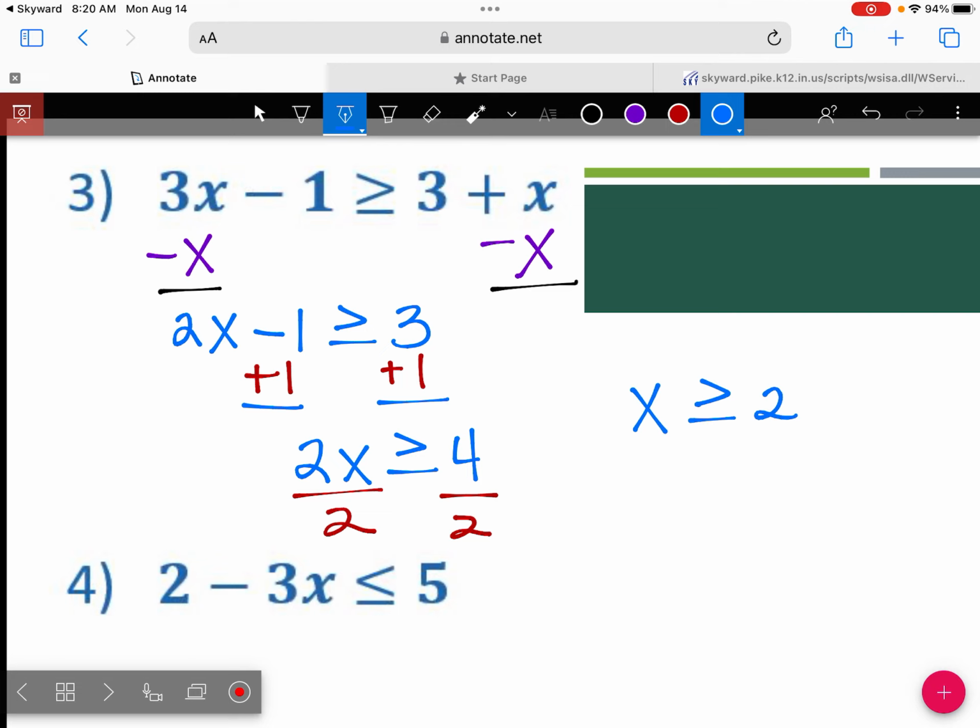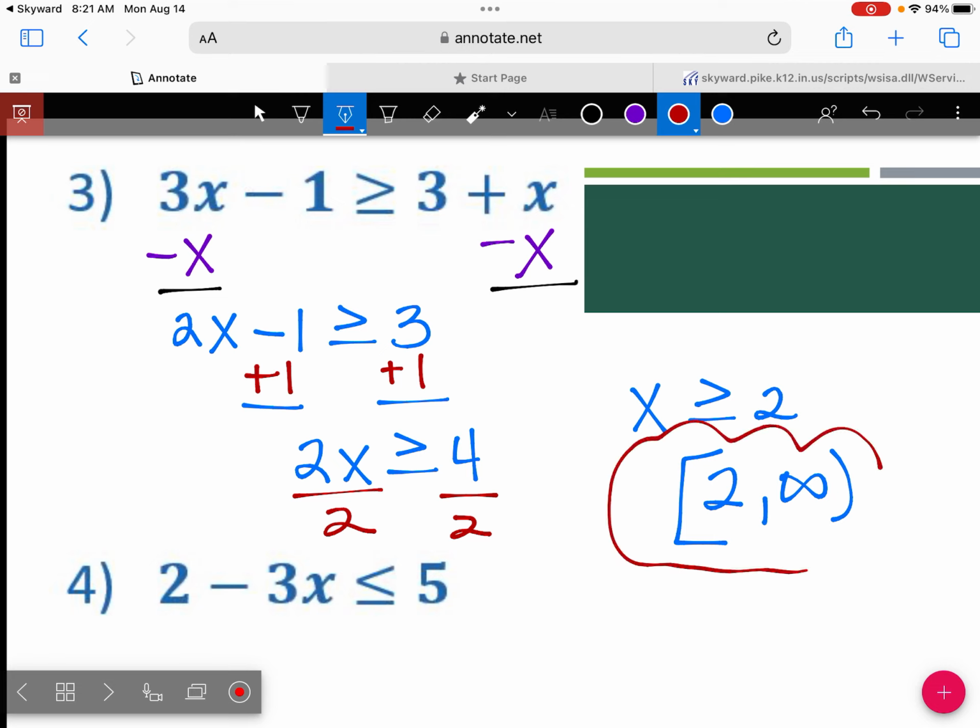And because it's greater than, that means we're starting at 2 and going towards the largest number in the world, which is infinity. Infinity always gets a parentheses, but that 2 is going to get a bracket because it was equal. And that would be the answer I'm looking for on the test next week.